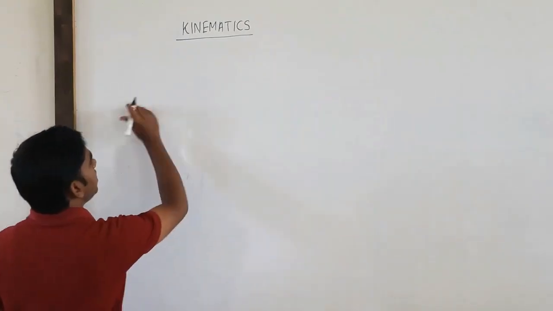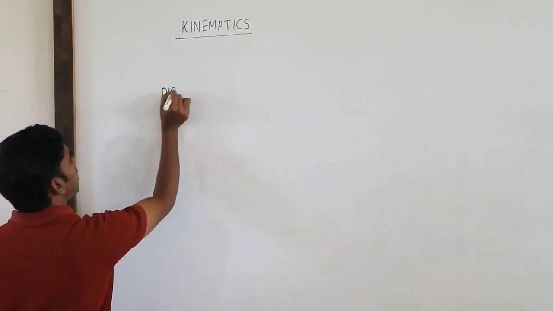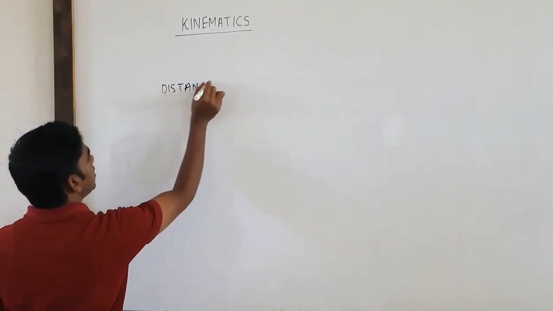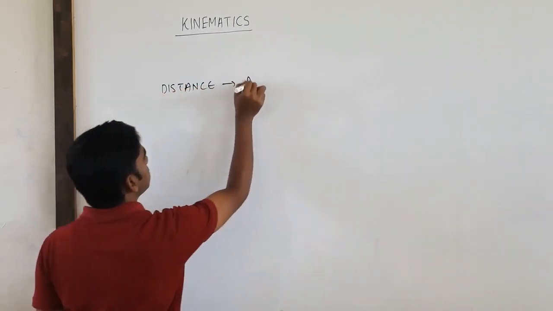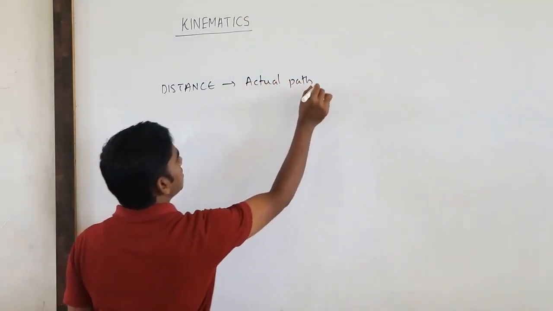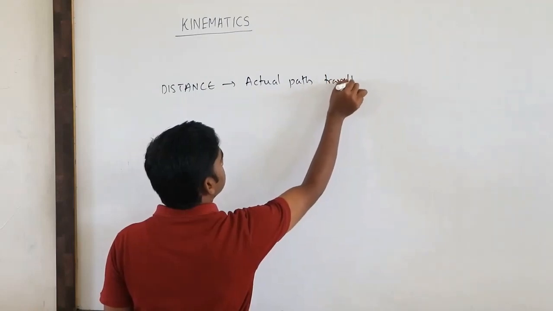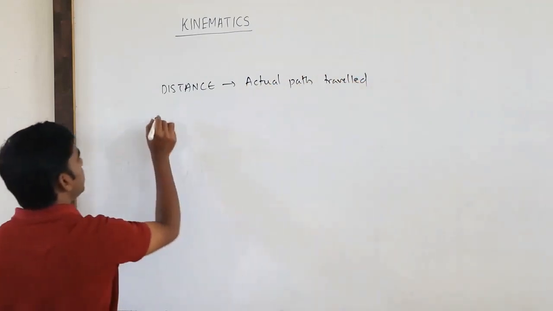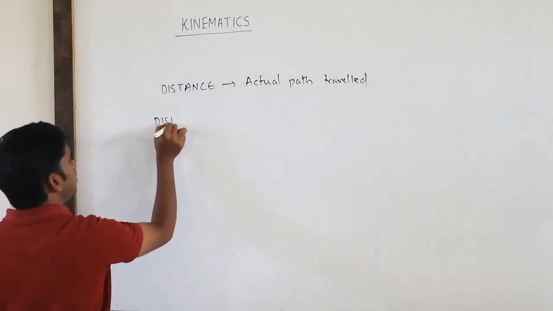So now we got exactly what distance and displacement are. Distance is the actual path traveled. Then what is displacement?